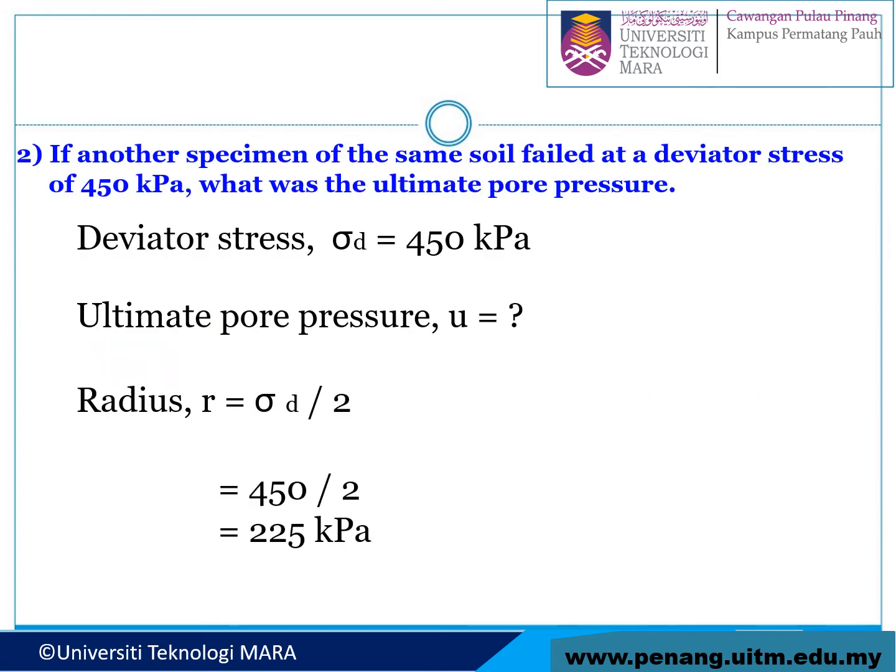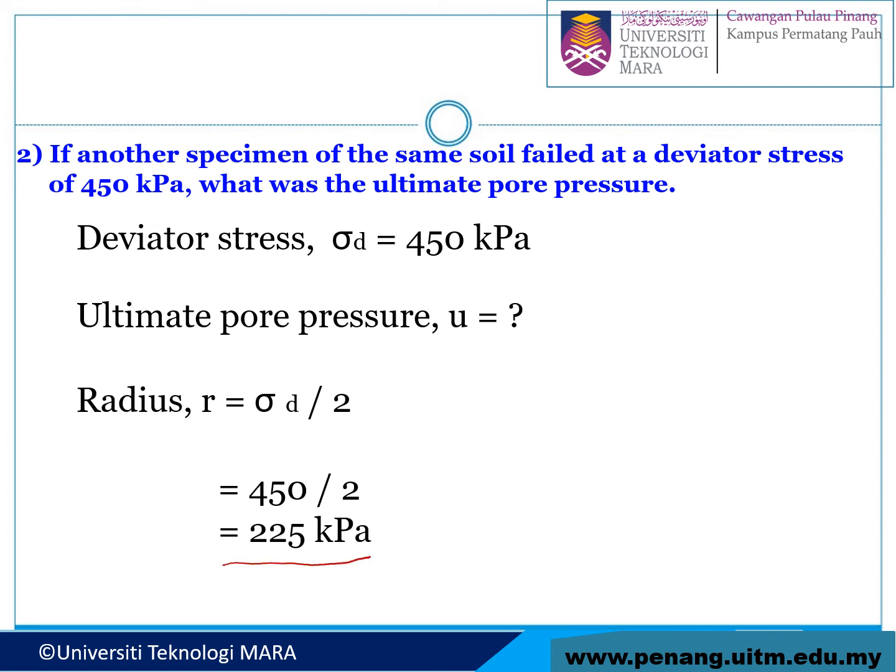Okay, if another specimen of the same soil fails at deviator stress 450 kilopascal, what is the ultimate pore pressure? The deviator stress sigma d of 450 is given, so you have to determine the u. So this one sigma d is equal to the diameter, and the radius is diameter over 2. So this one is our radius.